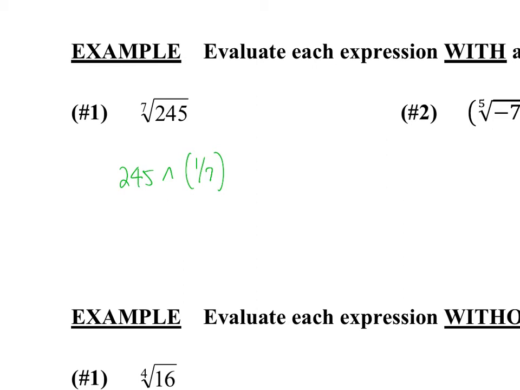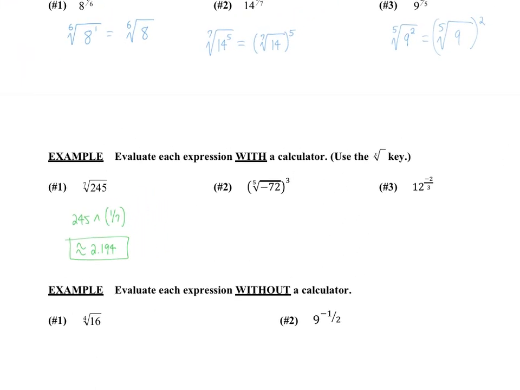So if we do that, we're going to get approximately 2.194. So 2.194 times itself 7 times is going to be pretty close to 245. Okay? Why don't you see if you can try the other two on your own here. Give them a try.